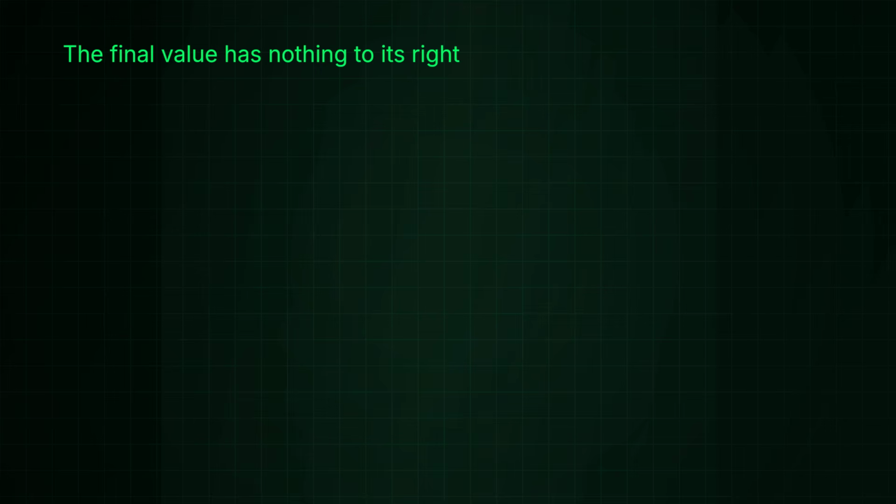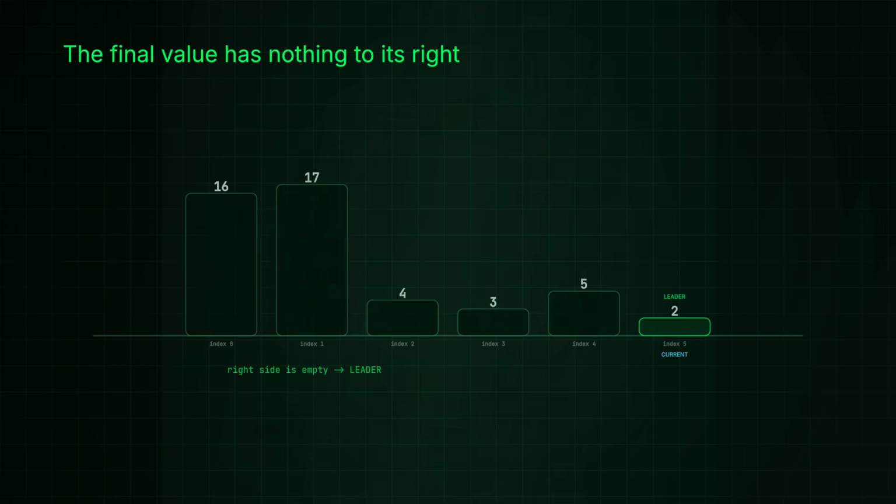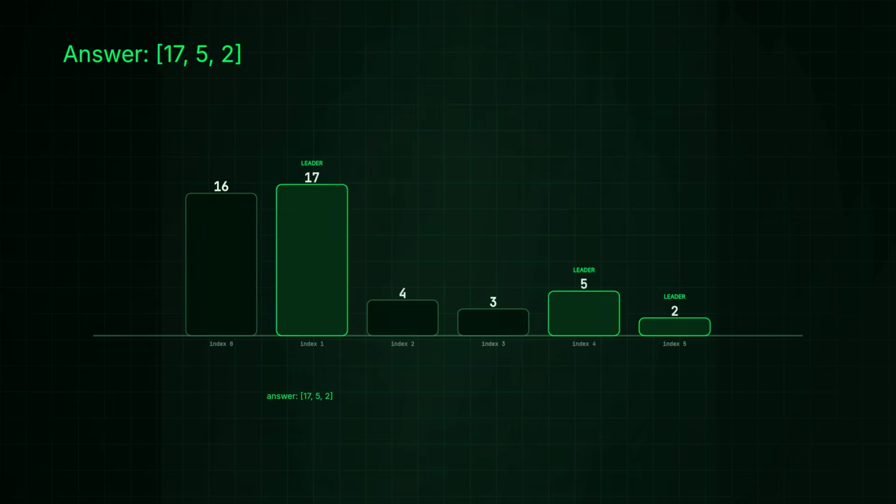The final value is 2. Nothing appears after the final position, so nothing on its right can be larger. That makes 2 a leader automatically. The leaders are 17, 5, 2. Each highlighted value has no larger value anywhere to its right. Return them in their original order, 17, 5, 2.